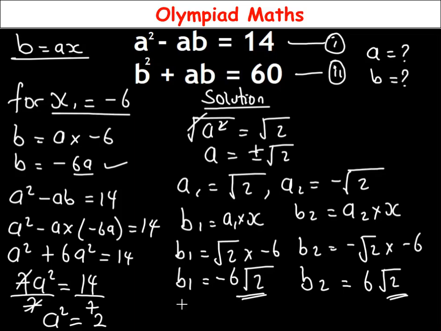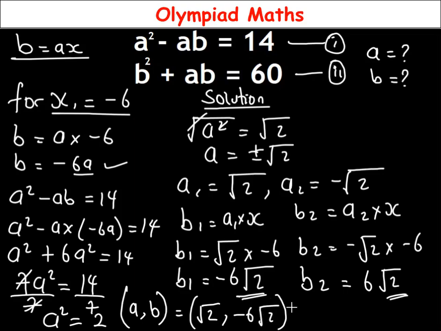With this, let us then write down our solution for the values of a and b. So in brackets, a comma b is equal to, in brackets, the value of a1 is root 2, so root 2, comma, b1 is minus 6 root 2, minus 6 root 2, okay. The value of a2 here is minus root 2, comma, the value of b2 here is 6 root 2. And this is the solution for x1 equal to minus 6, okay.